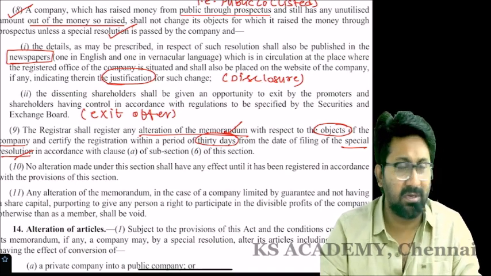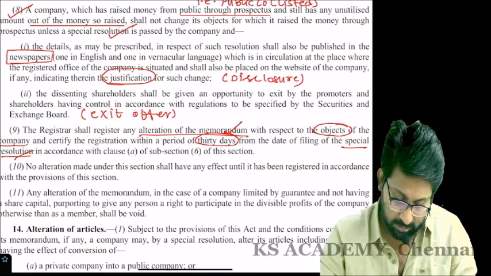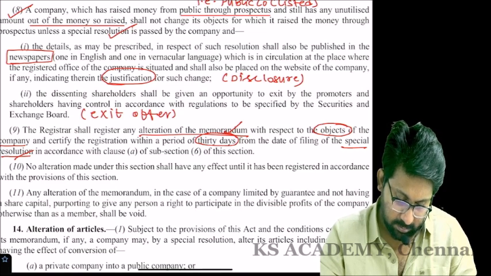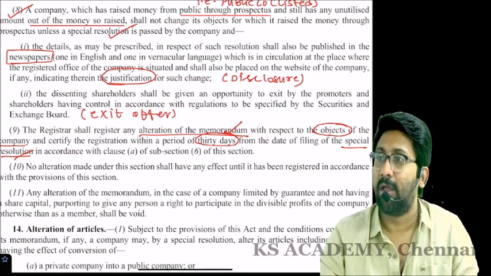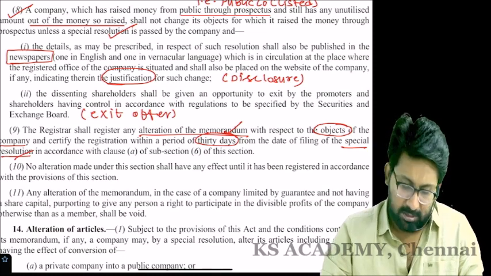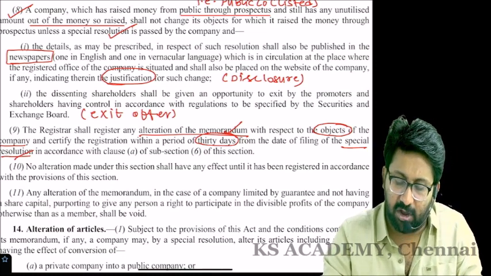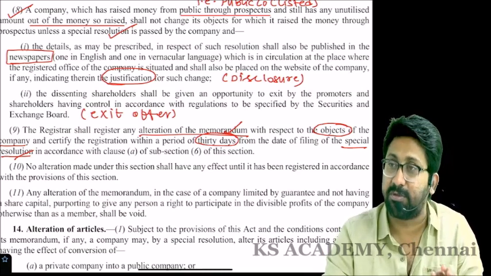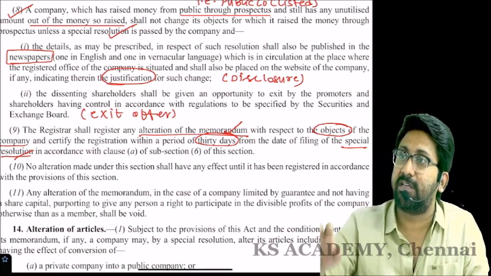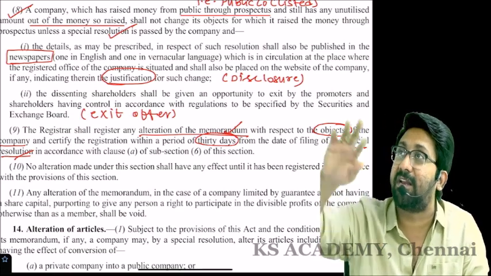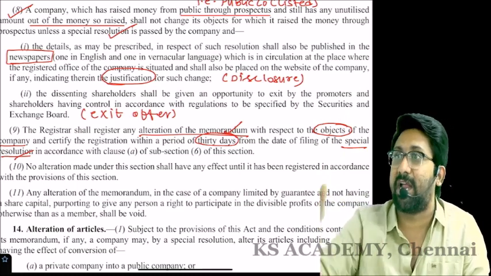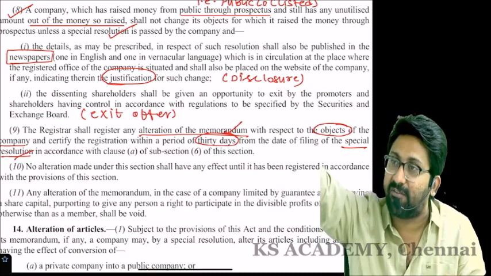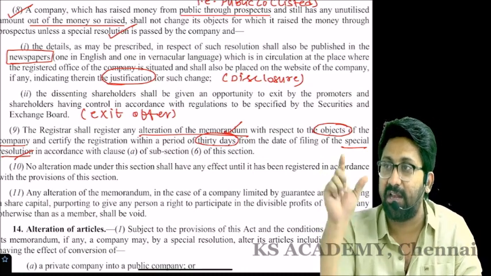I didn't understand the question. SEBI regulations? No, not in that sense. He is telling that the dissenting shareholders shall be given an opportunity to exit by the promoters and the shareholders having control, in accordance with the regulations to be specified by the SEBI, means regulations which are specified. When this act was written, that guideline was not there. After this act, those guidelines were redrafted. Therefore, they are giving that reference. When it is drafted, there they will explain what are the procedures. Valuation procedures they will tell there.